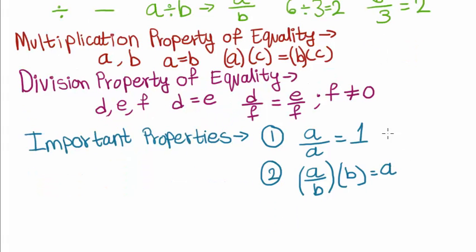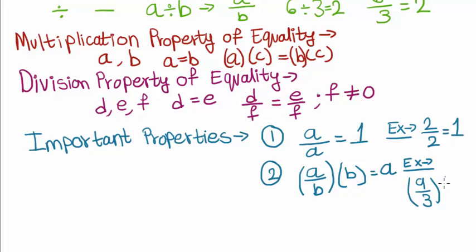So let me show you an example of this. If I have something such as 2 divided by 2, I can denote that by writing the fraction bar between the two 2's and read it as 2 divided by 2. This will definitely give me a 1. Similarly, if I have something such as 9 divided by 3, and I multiply that by the number 3, I will get whatever is on the top. In this case, I will get the 9.